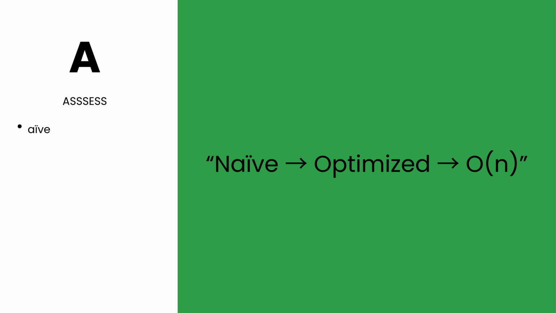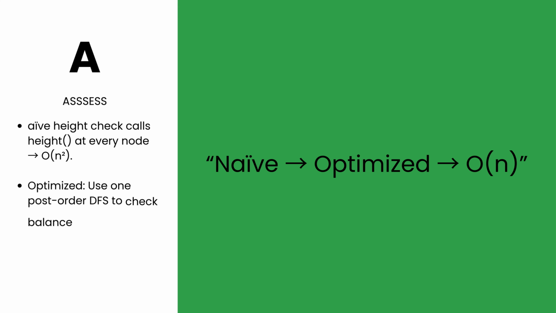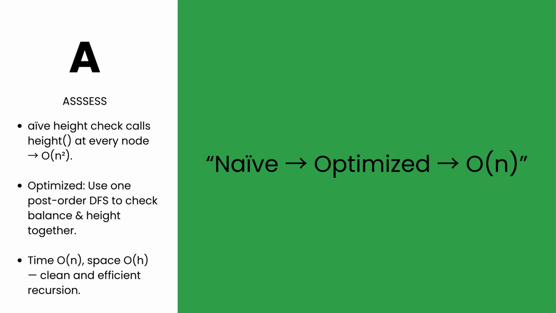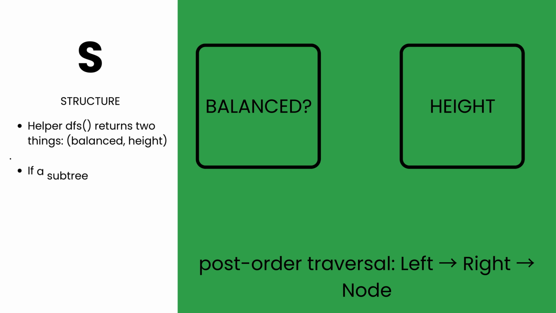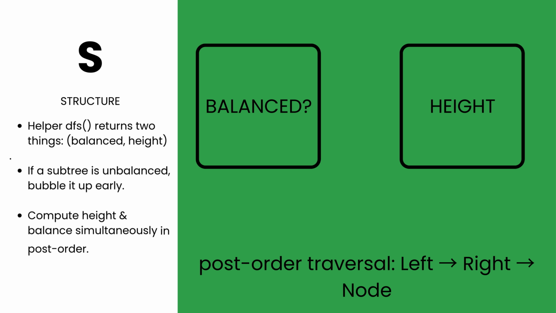The brute force approach calls a separate height function for every node, which ends up being O(n squared) in the worst case. Instead, we optimized it by combining both the balance check and height calculation in a single post-order traversal. That keeps it linear, O(n) time, and space proportional to the tree's height. We used a helper function that visits each node once. For each subtree, it returns 2 things, whether that subtree is balanced, and its height. As soon as one side is unbalanced, we immediately stop and bubble that result up, avoiding extra computation.